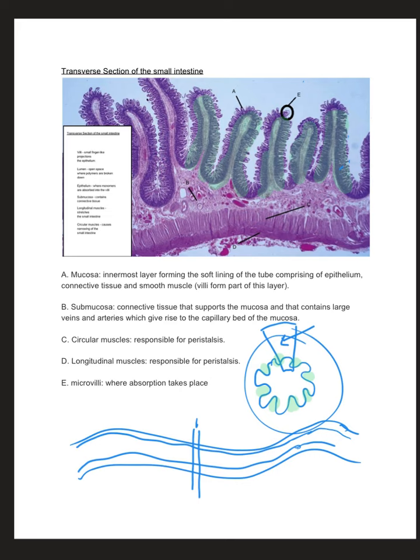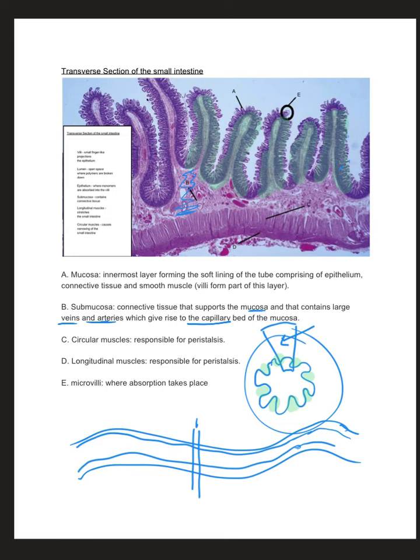The submucosa, which is B, is this area here. It's a connective tissue that supports the mucosa and contains large veins and arteries, which give rise to the capillary bed. So you're seeing big veins here and little capillaries here, and the idea of all of these is taking blood to the other parts of the body. It's a big part of digestion.